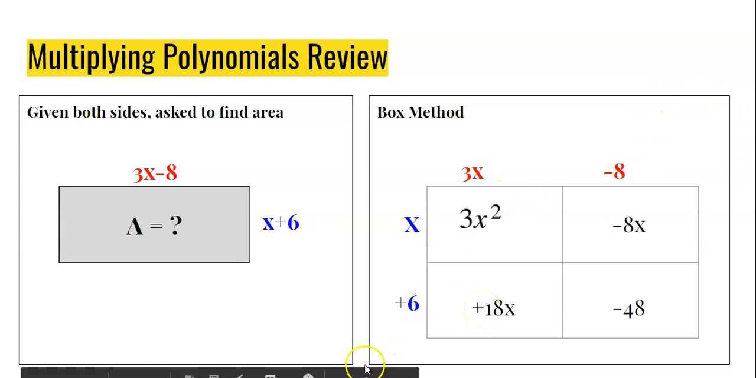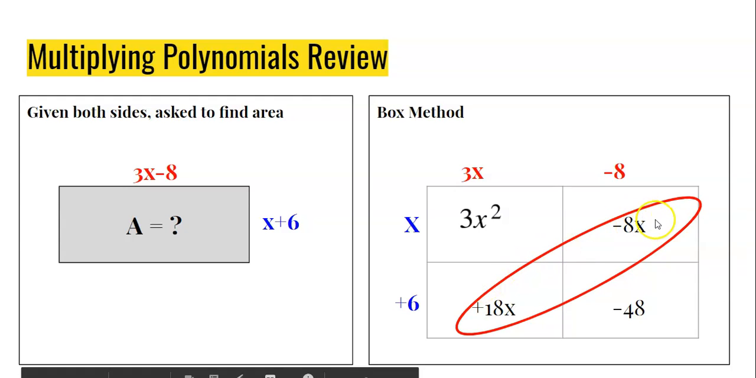And then negative 8 times 6, which is negative 48. So that's a review of our box method. In class, oh right, before we're finished, we're going to combine like terms, but don't forget. As a reminder, your like terms are always a diagonal. So they're ones that match.